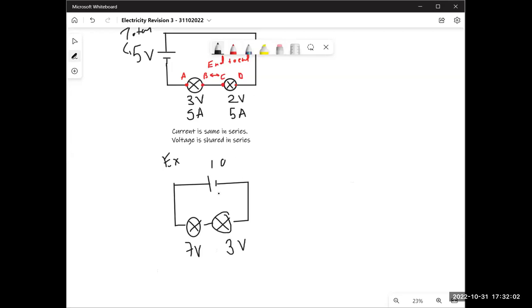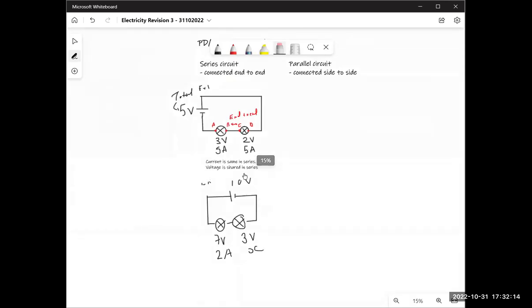Now, if I tell you the current is 2 amperes in this, what is the current here? 2 amperes. So that makes it easy for everyone.